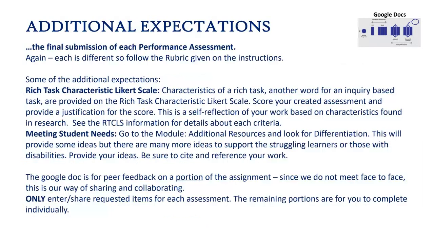So here's the Likert scale. You want to meet that. And also be thinking about meeting student needs. This goes back to Tomlinson's work in differentiation. Even though a student may have an IEP, I consider every child to have an IEP. We're all different. We all learn differently. So how can I meet all the students in my classroom?